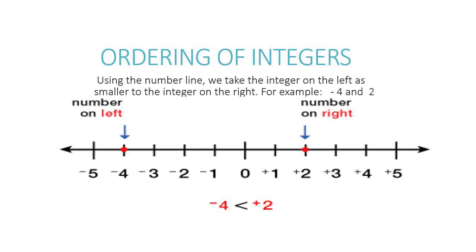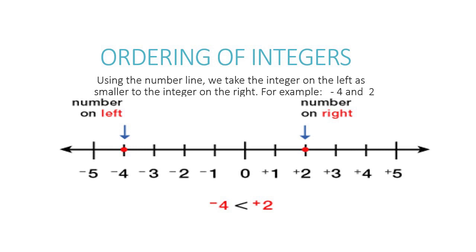Now we'll study about ordering of integers. What do we mean by ordering of integers? When we use ordering, it means to identify the greater and the smaller numbers so that we can arrange the numbers in a particular order, be it ascending order or descending order, whatever be the requirement here. Using the number line, we take the integer on the left as smaller than the integer on the right.